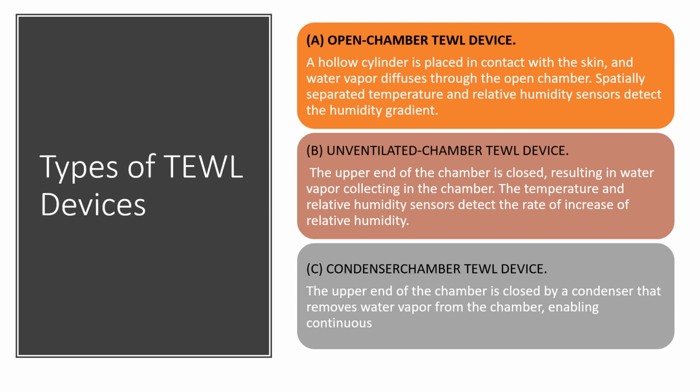So what happens in the case of the unventilated chamber is that one side is closed. The water vapor gets accumulated in that particular chamber, and the relative humidity sensors are able to detect the increase of the relative humidity. Third is the condenser chamber device. In the previous unventilated one, the chamber was closed from one side. Now above this chamber, another chamber is created, whereby a condenser is additionally placed. So apart from those 2 sensors, an additional element known as a condenser is placed, which condenses the water vapor collected from the chamber, enabling continuous computation of the results.